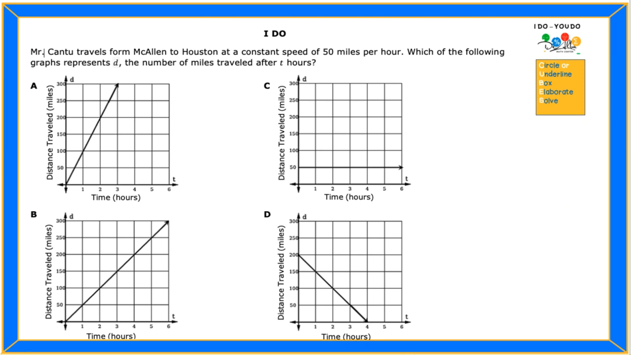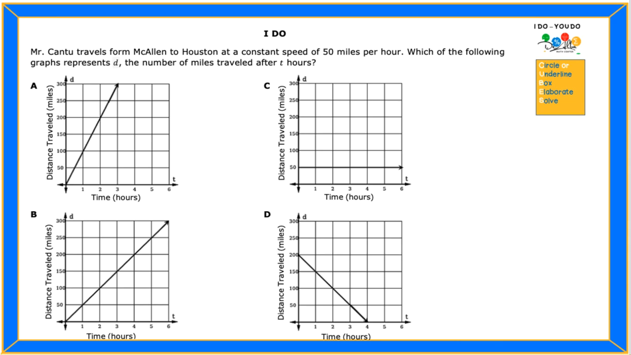Hello students, let's read this question. Mr. Cantu travels from McAllen to Houston at a constant speed of 50 miles per hour. Which of the following graphs represents D, the number of miles traveled after T hours?